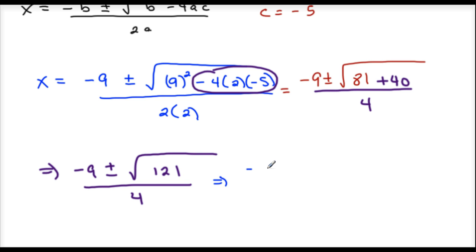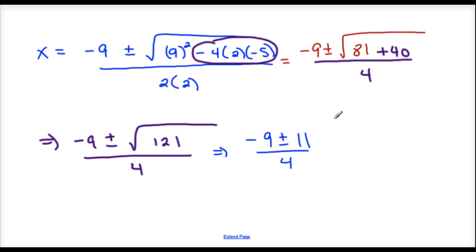That worked out very nicely for us. Negative 9 plus or minus the square root of 121, 11, over 4. Okay, so this is where you split it. So you have two options here. First option, negative 9 plus 11 over 4 equals something. Or your second option is negative 9 minus 11 over 4. So again, that's where your plus or minus comes into play.